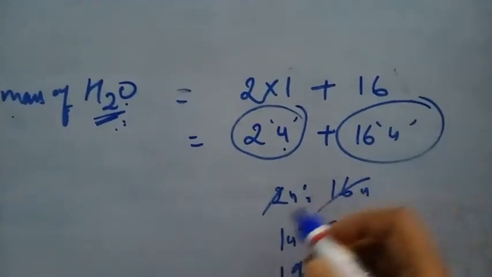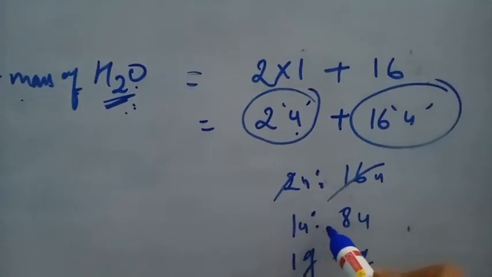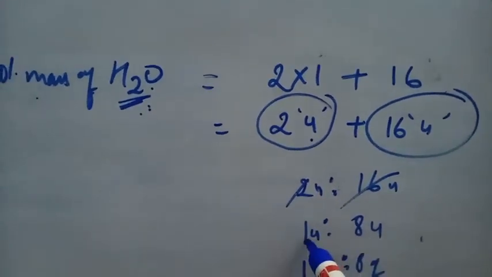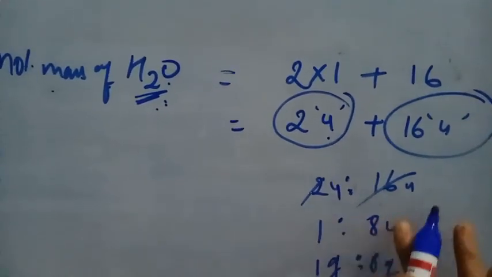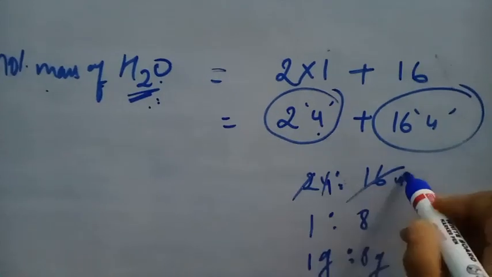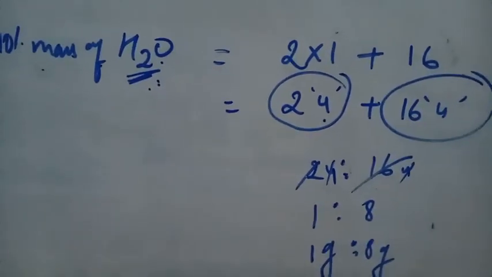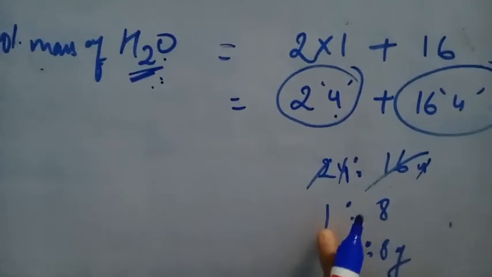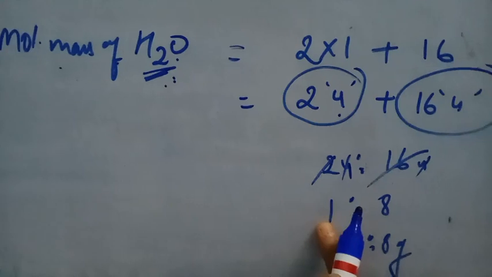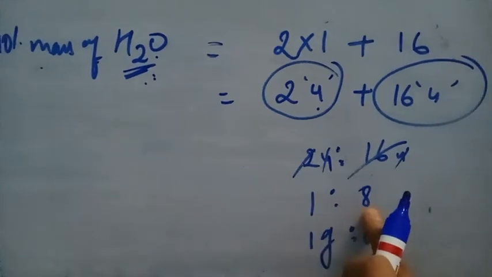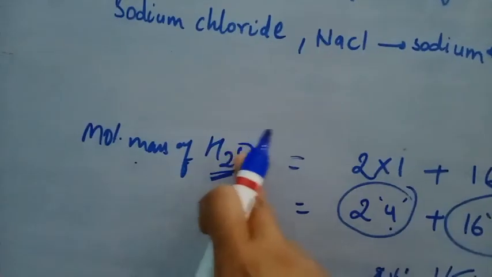And when you simplify this, you will get 8u:8u, so the u again gets cancelled. So you are getting the ratio 1:8. So 1u of hydrogen and 8u of oxygen will give you 1 molecule of water.